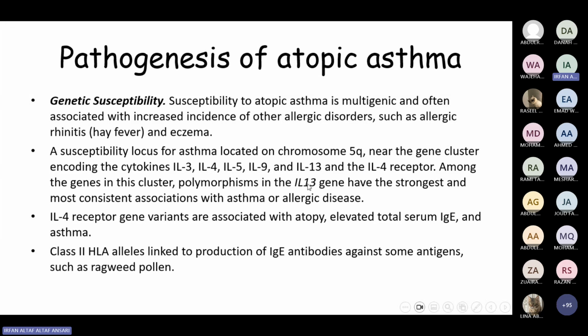with interleukin 13. Okay. And elevated total serum IgE is related to the IL-4 receptor gene. So this IL-4 receptor gene is responsible for the elevation of IgE in a patient with asthma. So these are the only two important points over here.